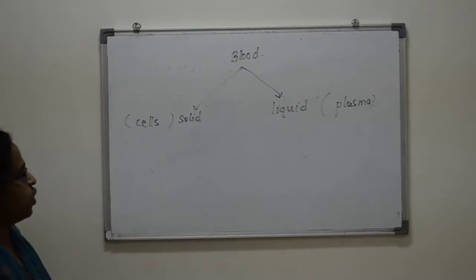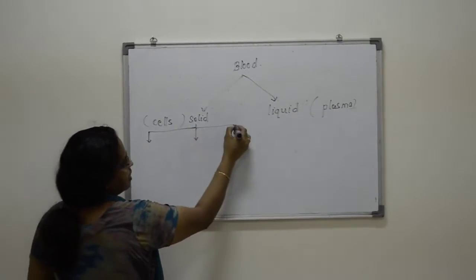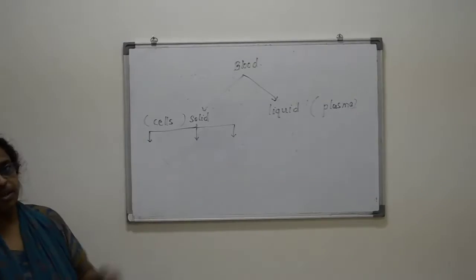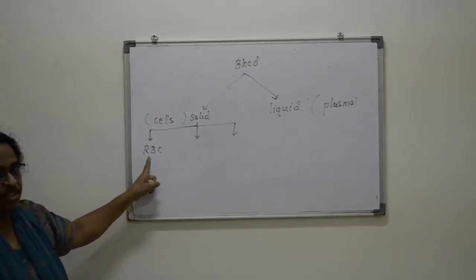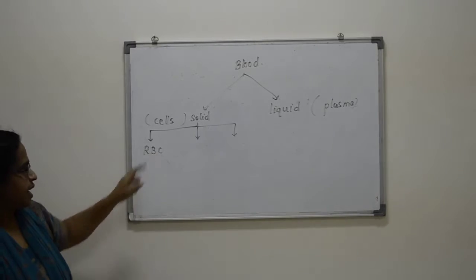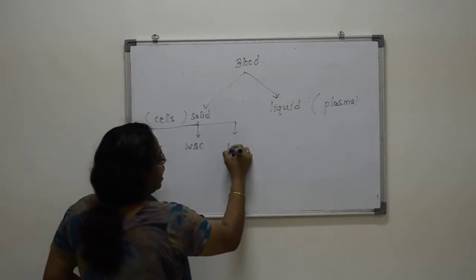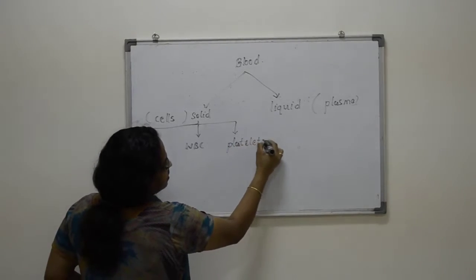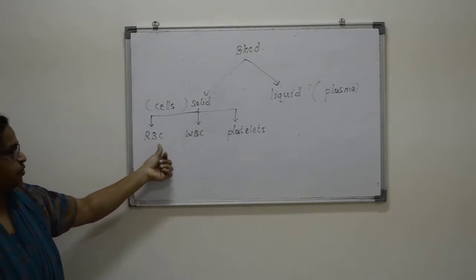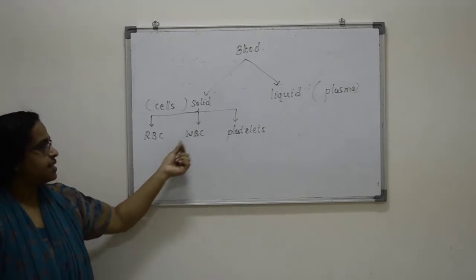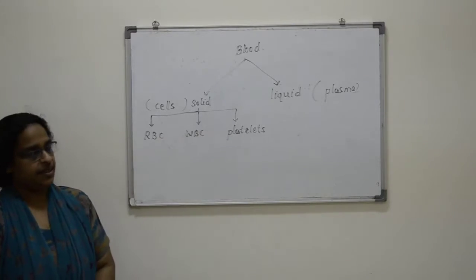So first I will start with the solid part. Which are the cells that are present in the solid part of the blood? The first is, can you say the full form? Red blood cells. Then comes the white blood cells, and the last one is platelets. So the solid part of blood is composed of three things: red blood cells or RBC, white blood cells or WBC, and platelets.